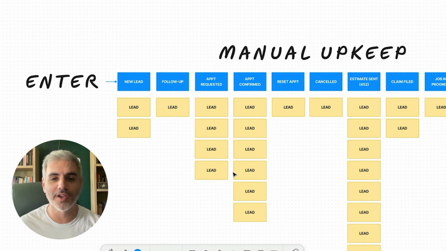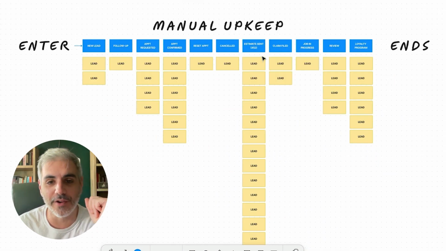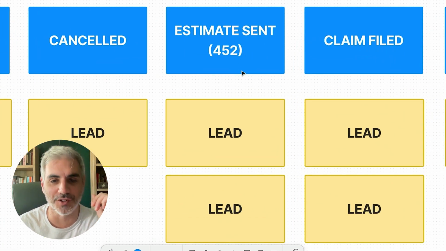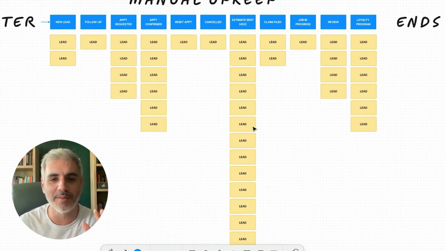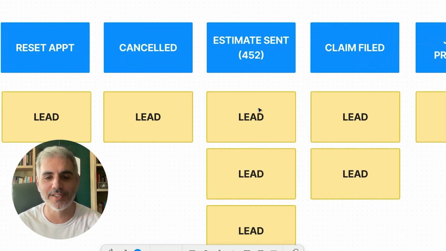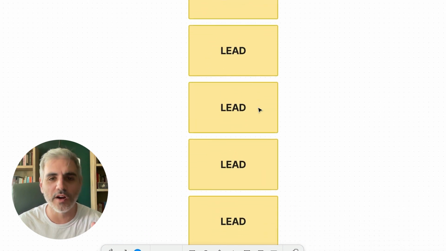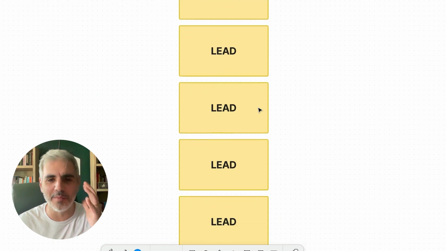Let's say you've got your pipeline here. The first problem that we see all the time is one pipeline stage that's got tons of cards under it. Now you've got all of these cards, and you're not quite sure where they came in. Let's make this even longer. You've got these estimates. Okay, you've got a lead here, a lead here, a lead here, a lead here. Wait, are these all supposed to be here? I can't remember where they go.